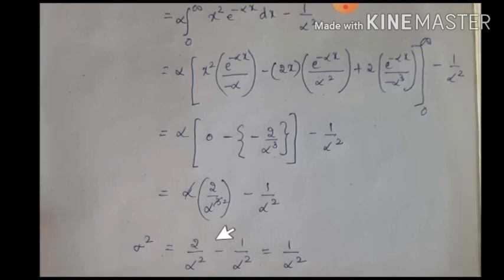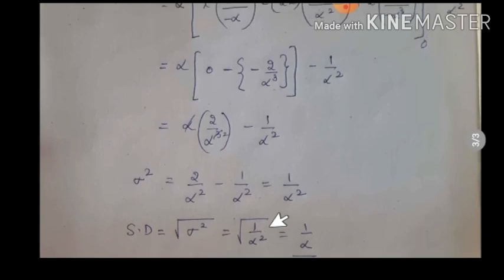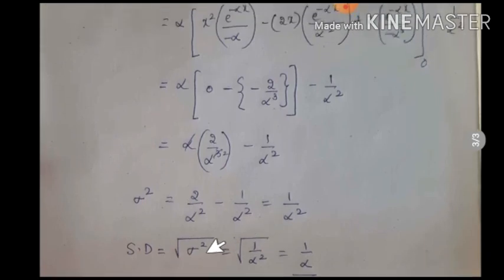So 2 by alpha square minus 1 by alpha square is 1 by alpha square. This is the variance of the exponential distribution. What is the standard deviation? We know standard deviation is nothing but the square root of the variance. So you will get standard deviation as 1 by alpha. Here also you can note that in Poisson distribution, mean and variance are equal. In exponential distribution, mean and standard deviation are equal.